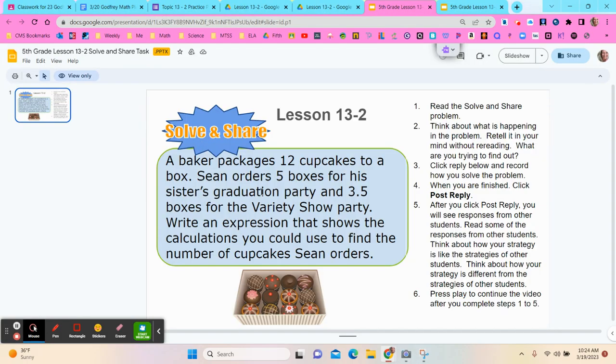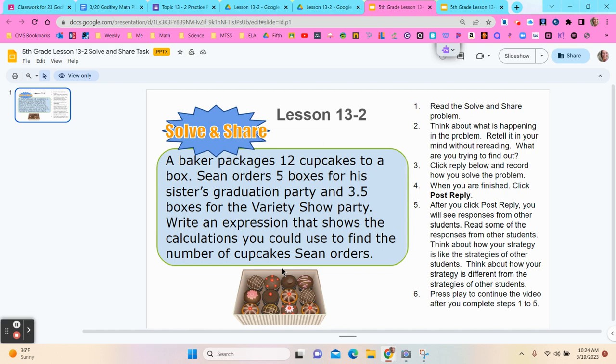All right, this one says, a baker packages 12 cupcakes to a box. Sean orders 5 boxes for his sister's graduation party and 3.5 boxes for the variety show party. Write an expression that shows the calculations you would use to find the number of cupcakes Sean orders.